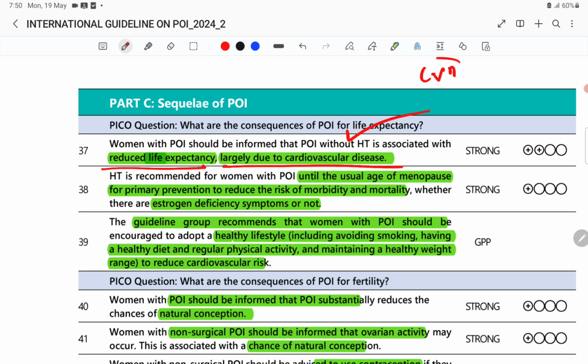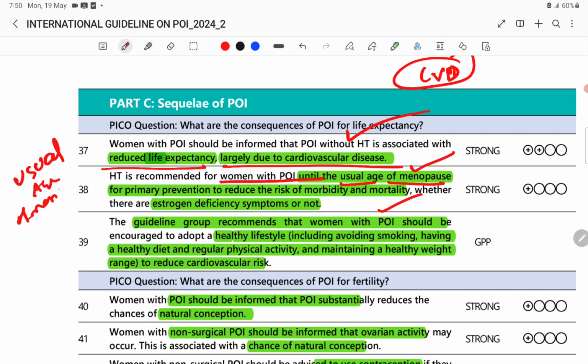The cardiovascular disease risk will be increased if it is early premature ovarian insufficiency. The guideline recommends that a woman with POI should be given hormone replacement therapy until the usual age of menopause. Very, very important statement. Hormone replacement therapy is recommended for women with POI until the usual age of menopause. You have to give hormone replacement therapy. This is a very important statement, primarily to reduce the risk of morbidity and mortality, whether they have estrogen deficiency symptoms or not.